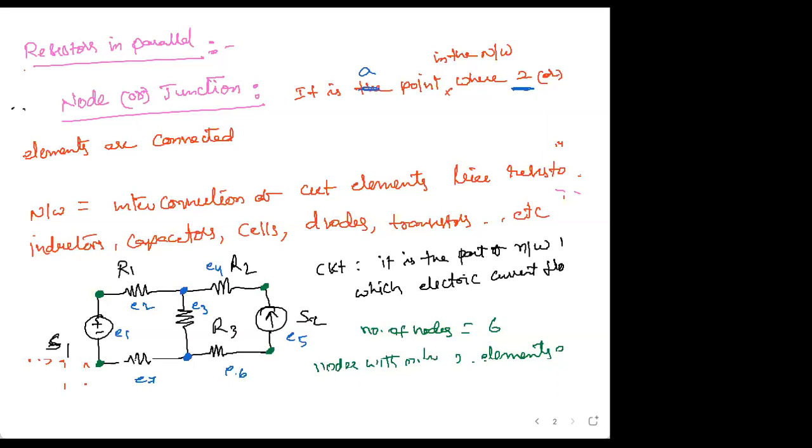Okay, so those with at least three elements are principal nodes. Okay, so here we consider elements with at least three nodes, with at least three elements.